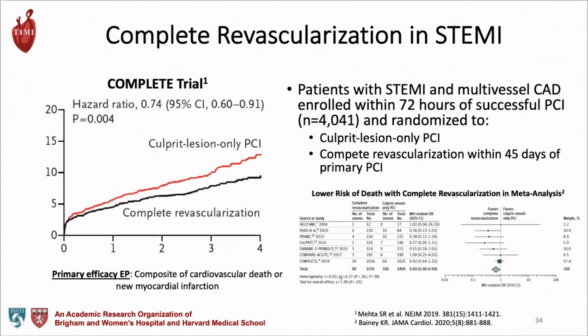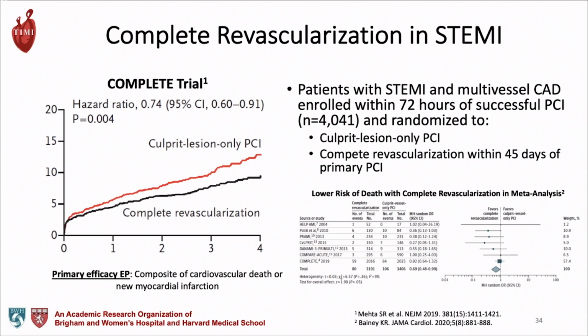One of the important developments over the last several years has been the movement towards complete revascularization in patients with STEMI. So patients who have ST segment elevation myocardial infarctions are then found on coronary angiography to have multivessel disease. Obviously, you fix the culprit lesion, but then the question is, should you fix the other disease? Is that guilty by association? The largest trial to evaluate this was the COMPLETE trial, which randomized patients to either culprit lesion only PCI or complete revascularization within 40 days of primary PCI. So importantly, it didn't have to be done right at the time of the index PCI.